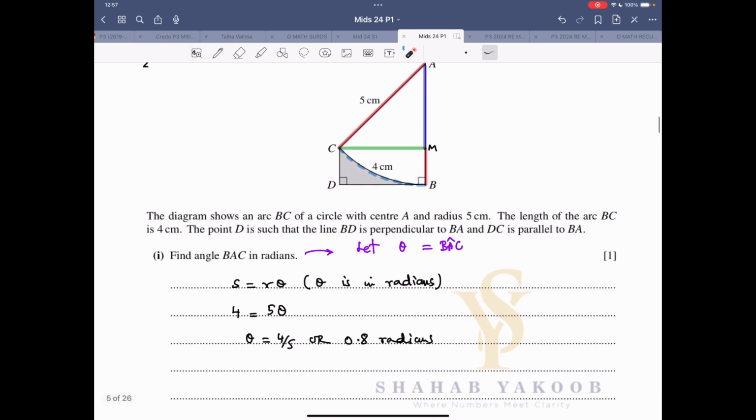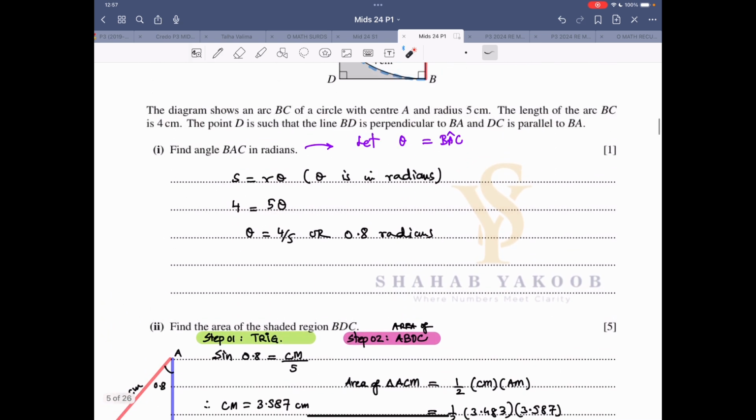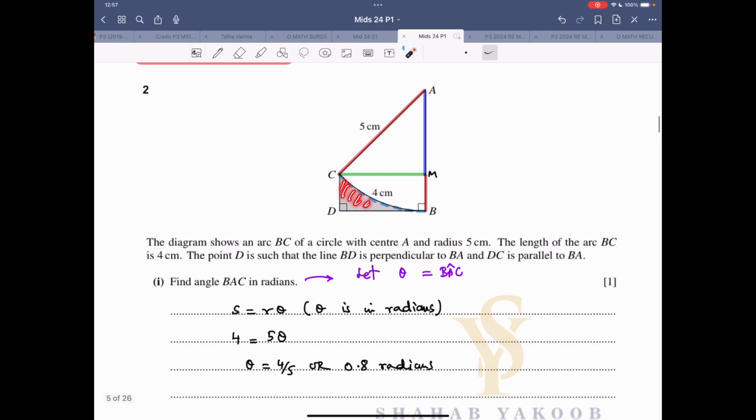So now the second part is to find the area of the shaded region BDC. Now before I proceed with this, think about it. This thing is a trapezium, or you can consider it as a rectangle plus a triangle. Now I have labeled this point as M. Don't confuse M with midpoint. This is just a symbol, an alphabet that I've chosen.